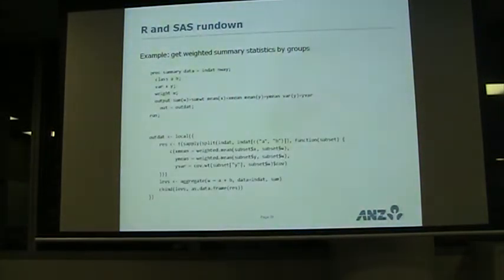This is what it looks like in R. This took me a long time to get into something that will not be too ugly. So this splits my data set according to my class variables. For each subset, I'm going to calculate the weighted mean and the weighted variance. So it's doing the same thing as SAS, but it's doing it in a lot less transparent way, at least the way I've done it here. There are even less transparent ways than this. This, I think, is as clean as I could get it.